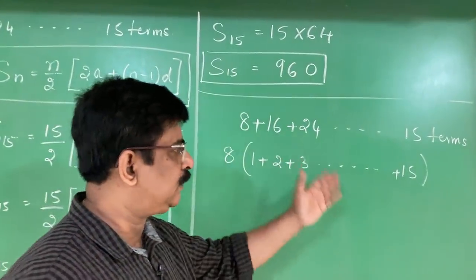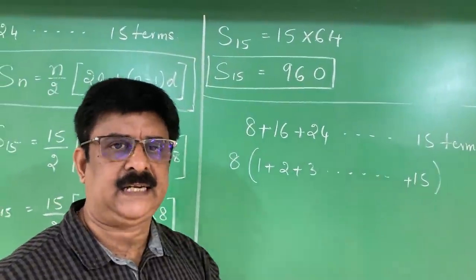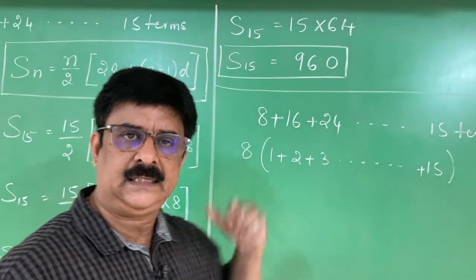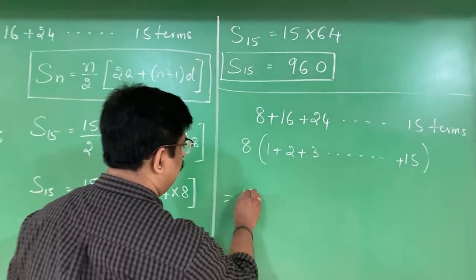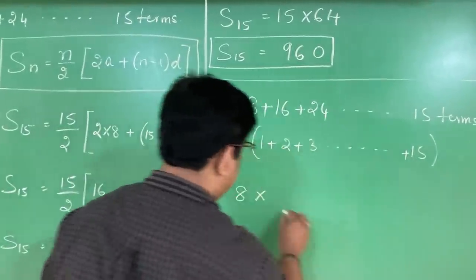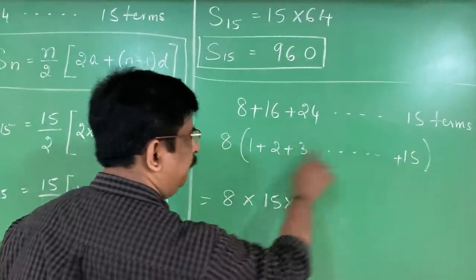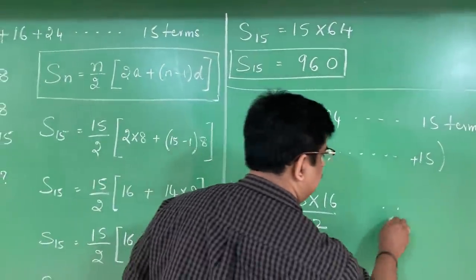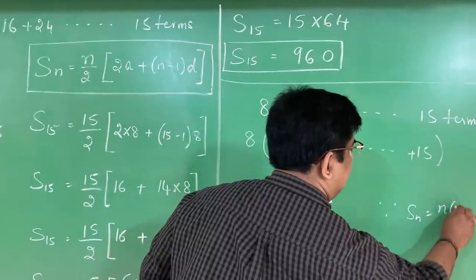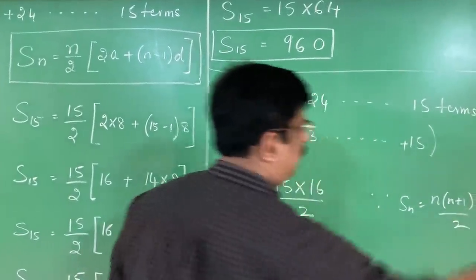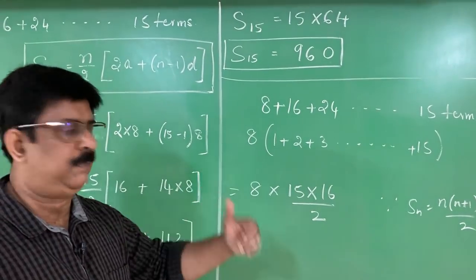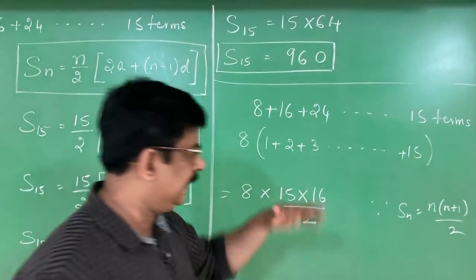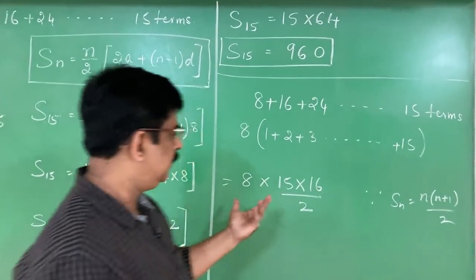To find the sum of the natural numbers, there is a trick: Sn is equal to n into n plus 1 divided by 2. Apply that, you can get the answer. Therefore, it is equal to 8 into 15 into 16 by 2. How? Because Sn is equal to n into n plus 1 by 2, for the first 15 terms of natural numbers: 15 into 16. Then cancel this.